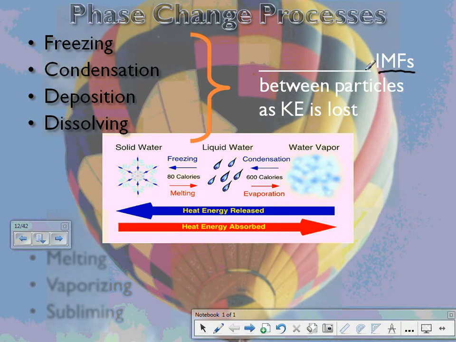Broken. Is it broken? I disagree. Because we're going from liquid to solid, we get bigger forces. Does that make sense? Yes. It's okay to guess wrong, as long as I'm being corrected. So we increase the IMFs between the particles as the kinetic energy is lost.